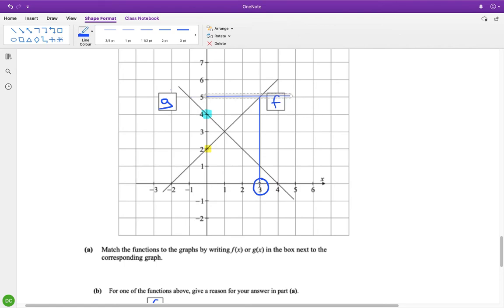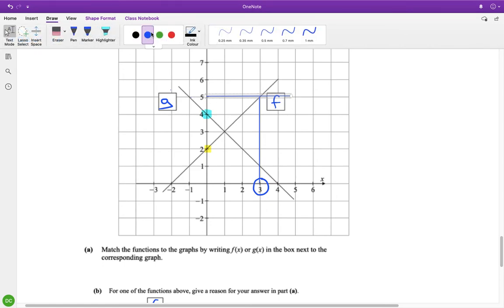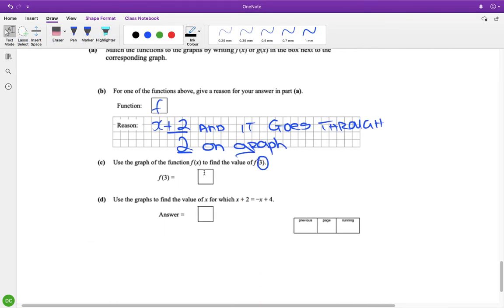So you start at 3, you go up until you hit your f graph, and then you go across and see where you hit. Okay, and we hit 5. So the answer to that is 5.